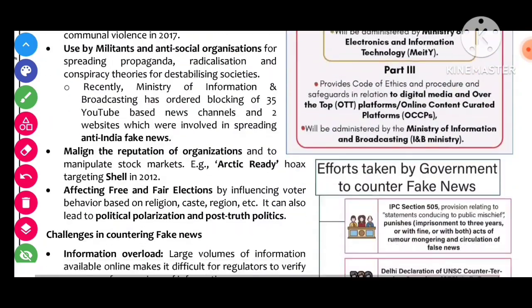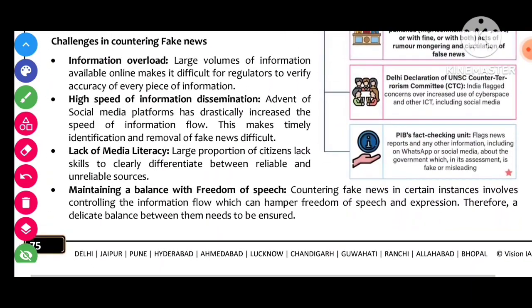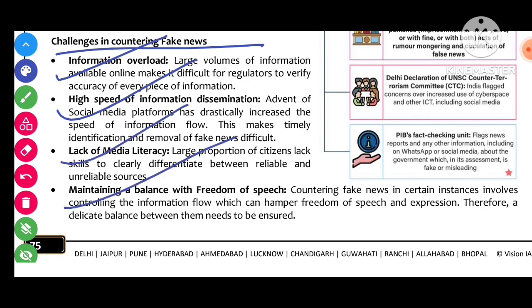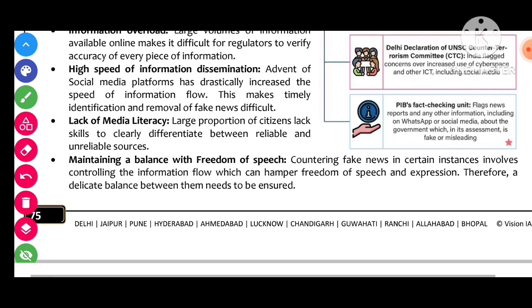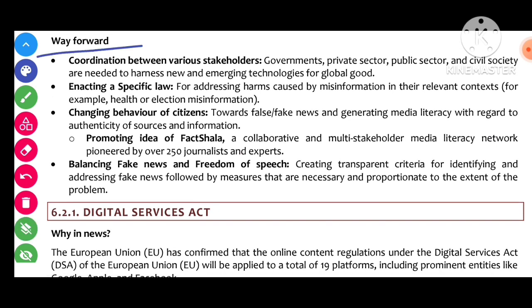So these are various issues related to fake news. Okay. And challenges in countering fake news, such as information overload, high speed of information dissemination, and lack of media literacy, maintaining a balance with freedom of speech. Okay. And the way forward, coordination between various stakeholders, enacting a specific law and changing the behavior of citizens, promoting the idea of fact-checking, and balancing fake news and freedom of speech.